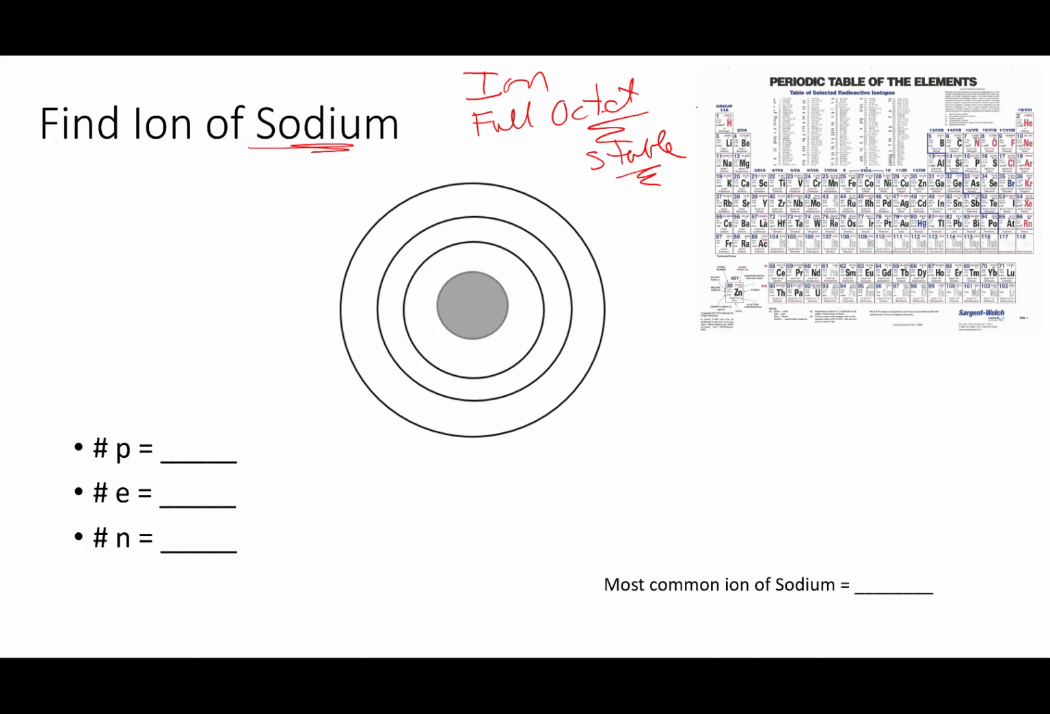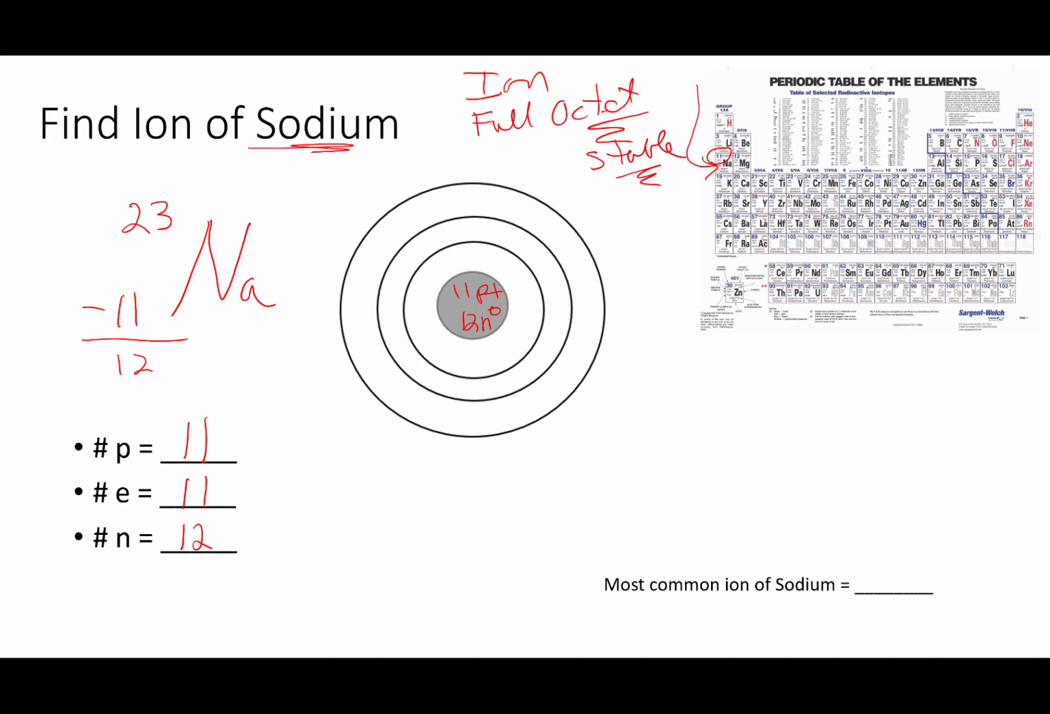So if we look at sodium, sodium is right here in group 1 on the periodic table. And if you round off the atomic mass of sodium, it is 23. The atomic number of sodium is 11. And that means sodium is going to have 11 protons in its nucleus. For an atom of sodium, it's going to have 11 protons, 11 electrons. And if we subtract 23 minus 11, 12 neutrons. So the 11 protons and the 12 neutrons are going to hang out in the nucleus.